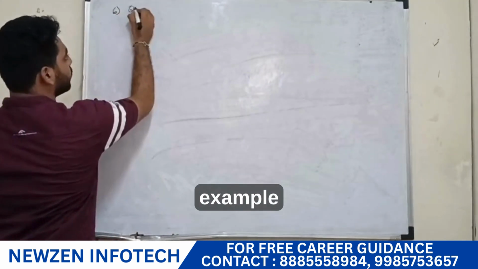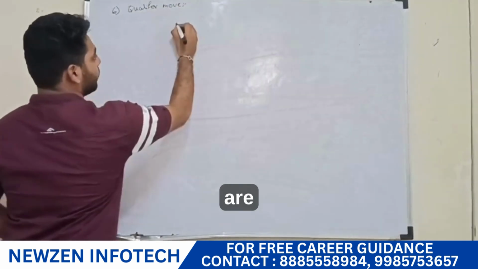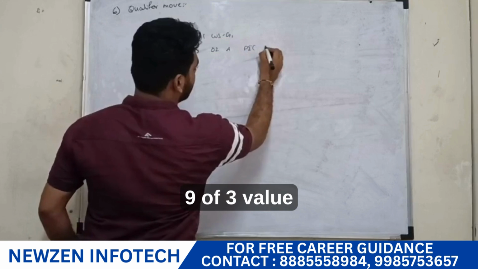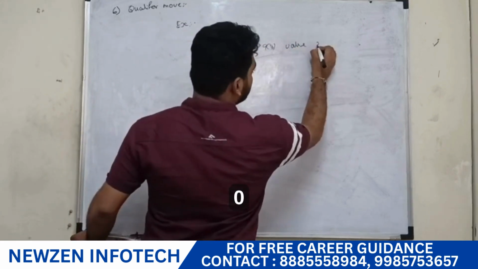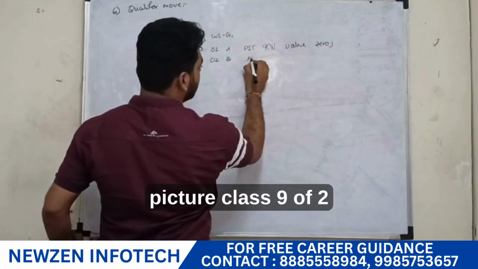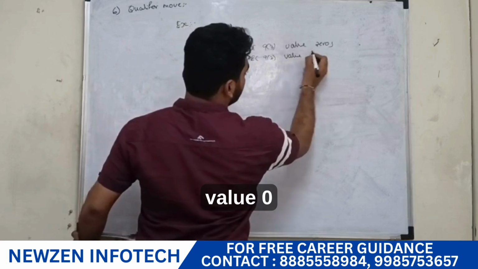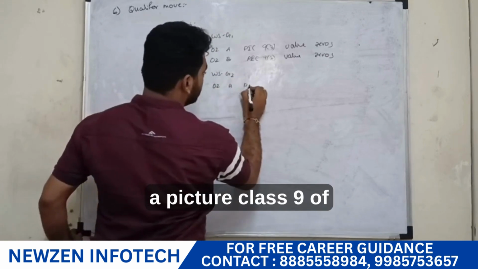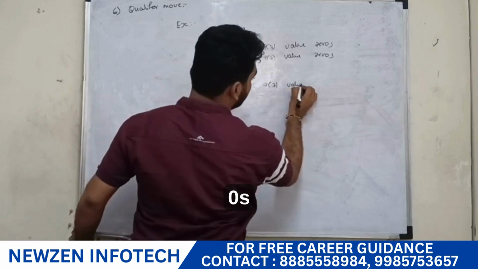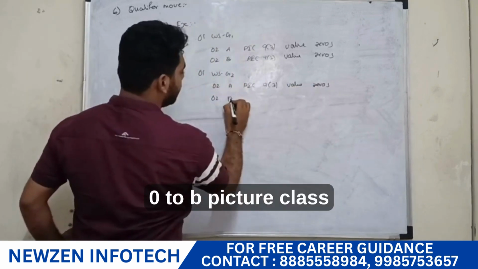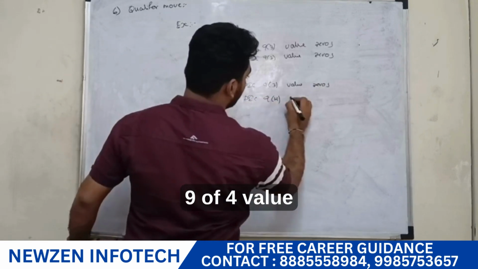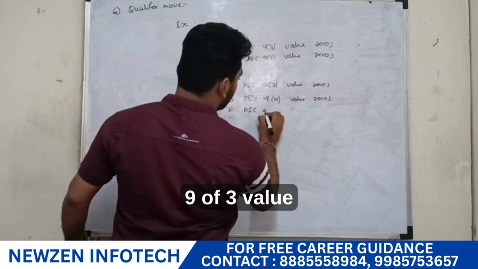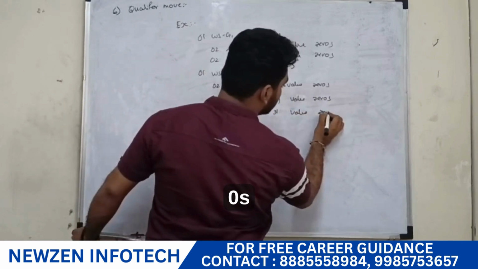Final one, qualifier. Example: 01 WSG1, 02 A PIC 9(3) VALUE 0, 02 B PIC 9(2) VALUE ZEROS. 01 WSG2, 02 A PIC 9(3) VALUE ZEROS, 02 B PIC 9(4) VALUE ZEROS, 02 P PIC 9(3) VALUE ZEROS.